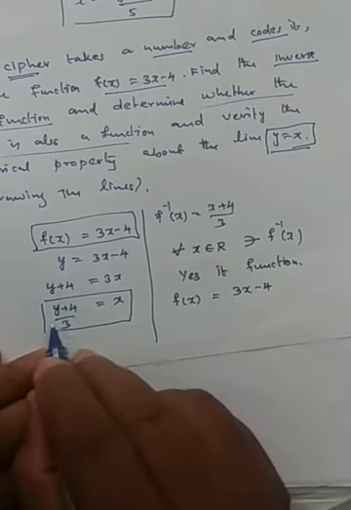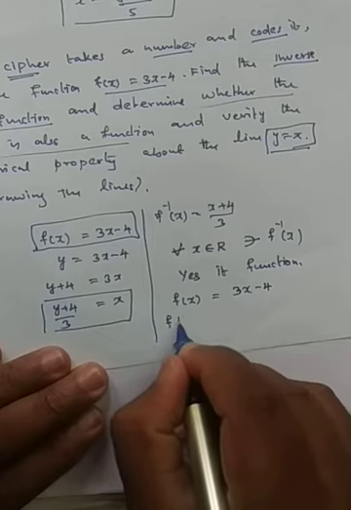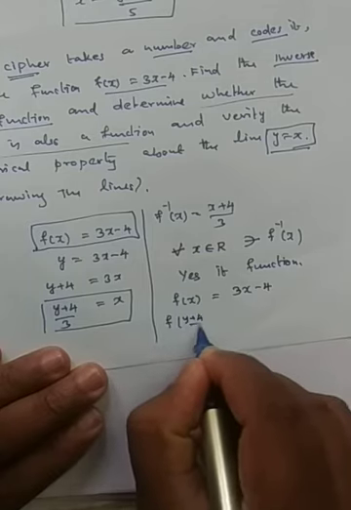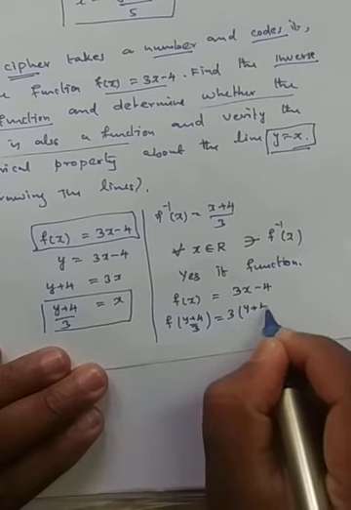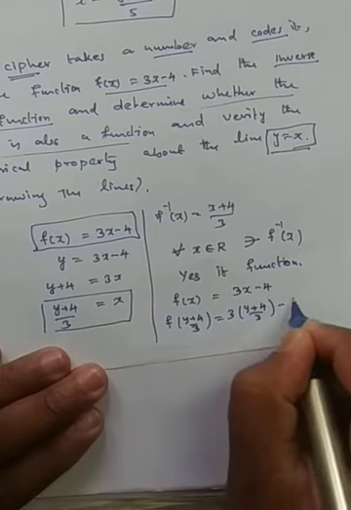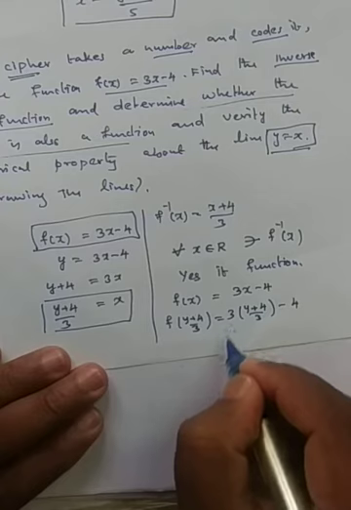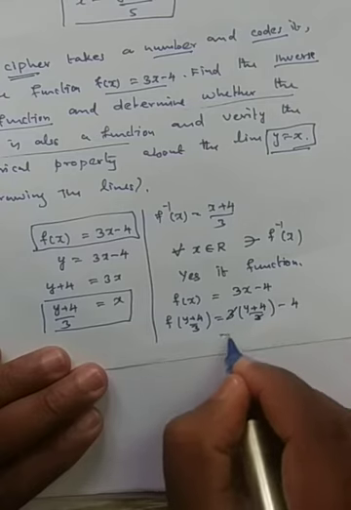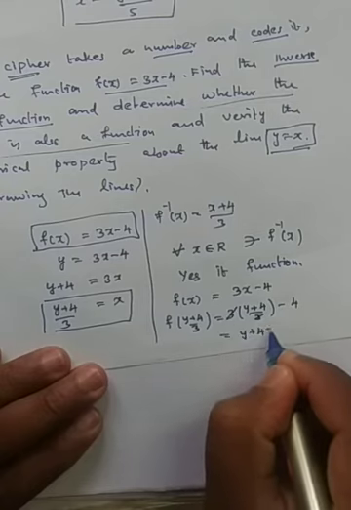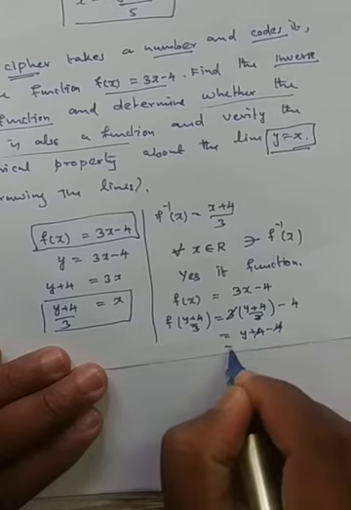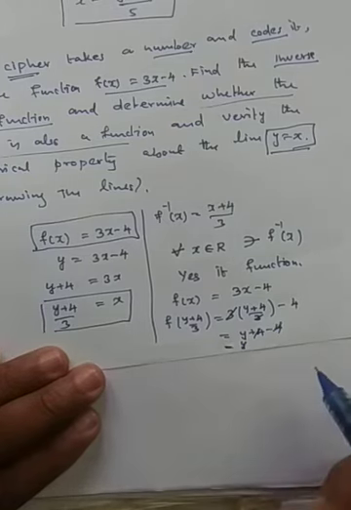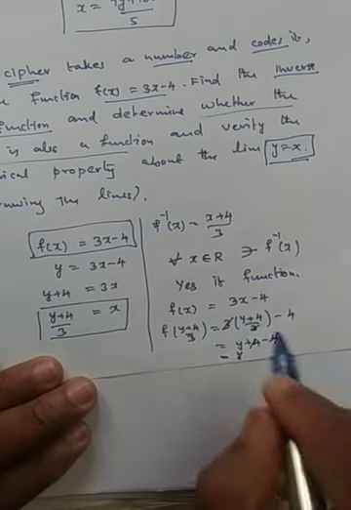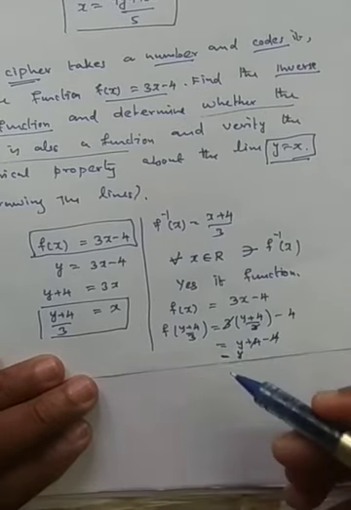Now in place of x you write this one, so f of y plus 4 by 3. That is nothing but 3 into y plus 4 by 3, minus 4. The 3 and 3 get cancelled. We get y plus 4 minus 4, so plus 4 and minus 4 cancel. Now we get y. We have taken f of x and got the y value. In this way you can write it.